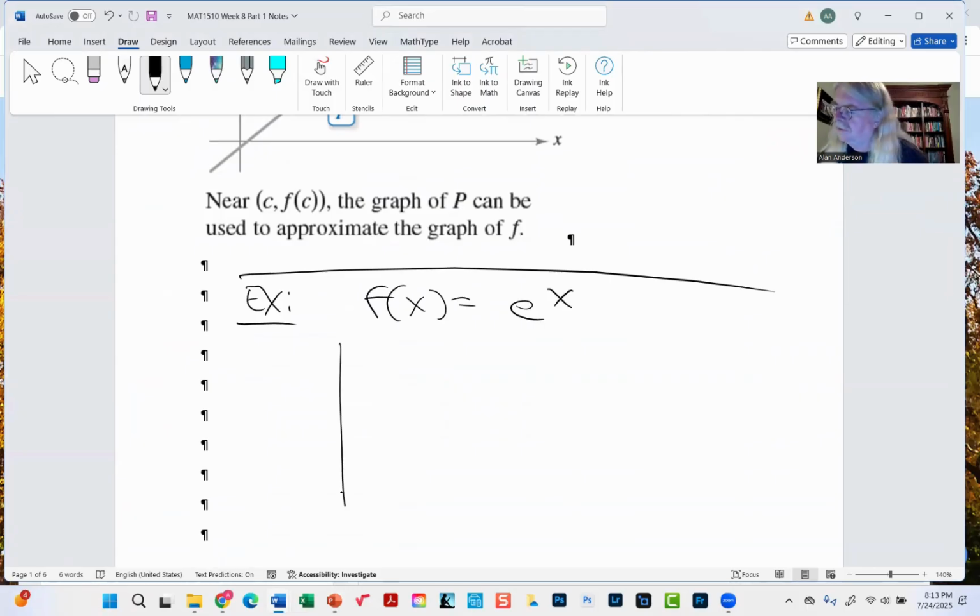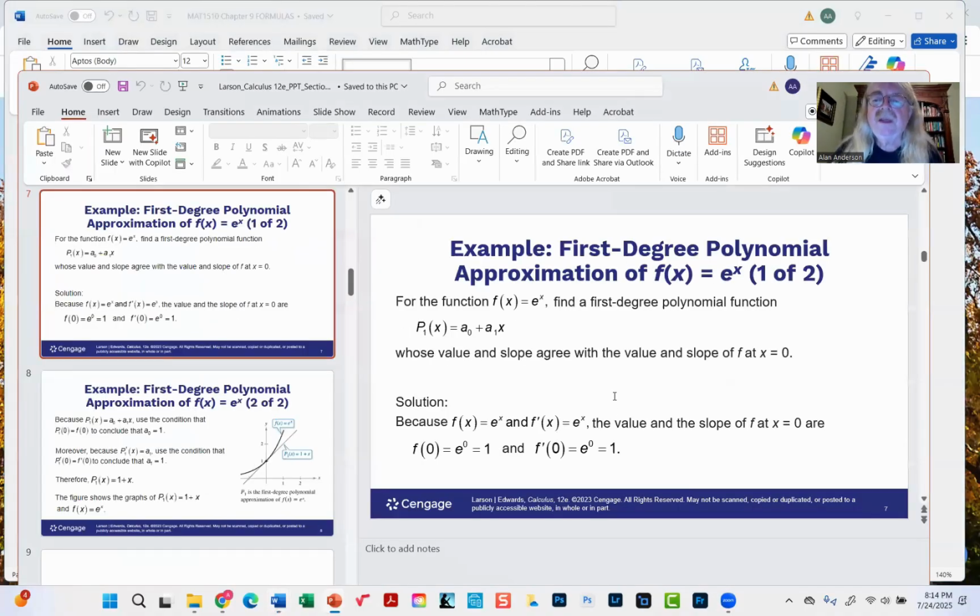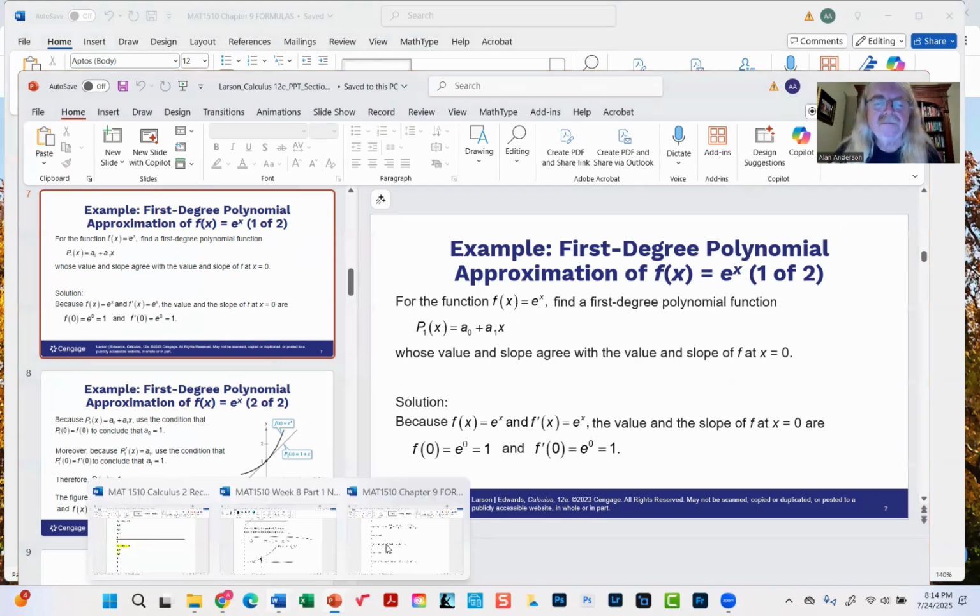Now, of course, e to the x looks like this. It cuts through the vertical axis at the point (0, 1). And then after that, it grows fairly quickly. At first, it grows very slowly. Then, after we get into the first quadrant, it starts to grow very quickly. And so what we're looking for is a linear approximation to this function at a specific point. Okay, what point would that be? That would be the point 0, it looks like.